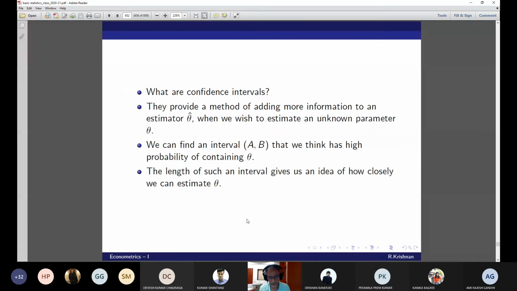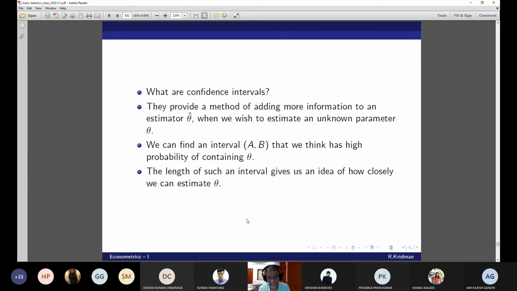Now let me ask a very commonplace, common sense question. Suppose you go for confidence interval estimation. How should this interval be, wide or as narrow as possible? As narrow as possible. This interval should be as narrow as possible.